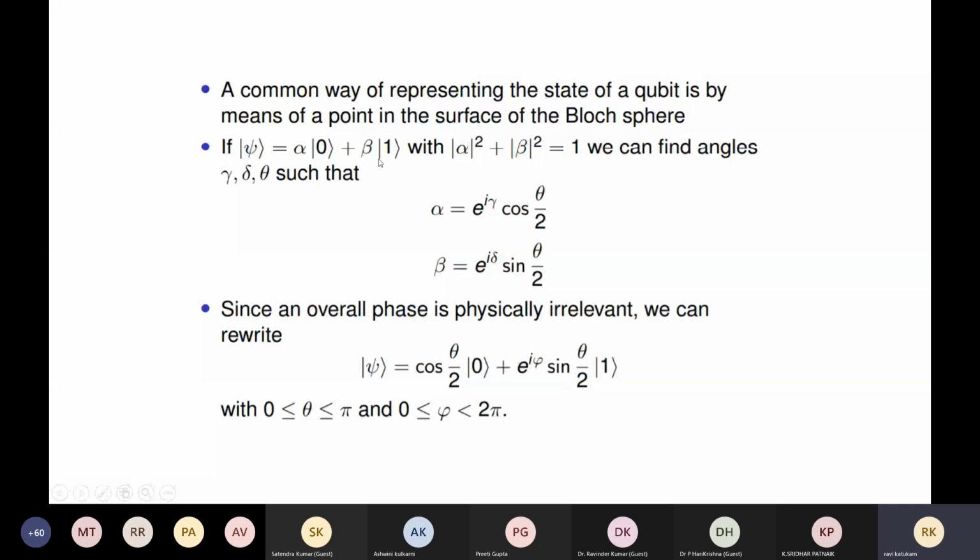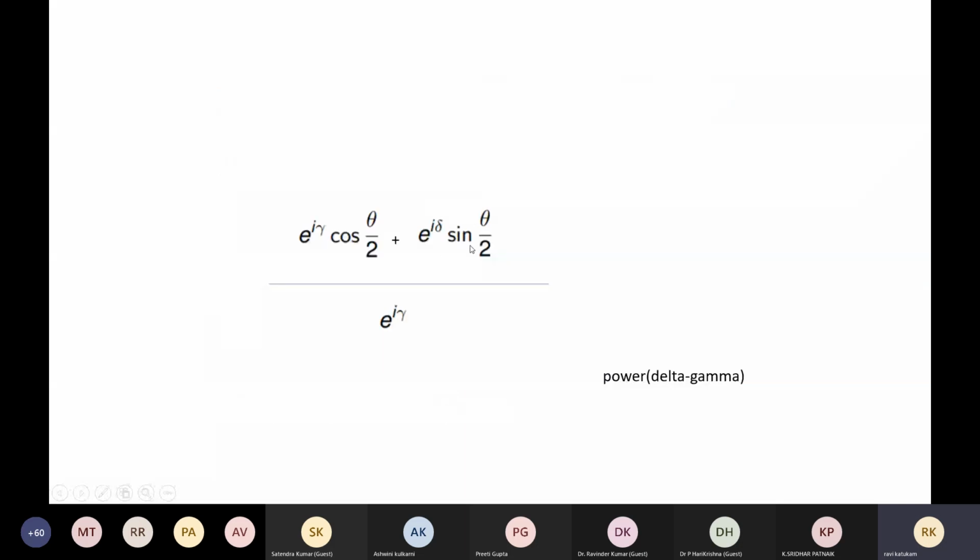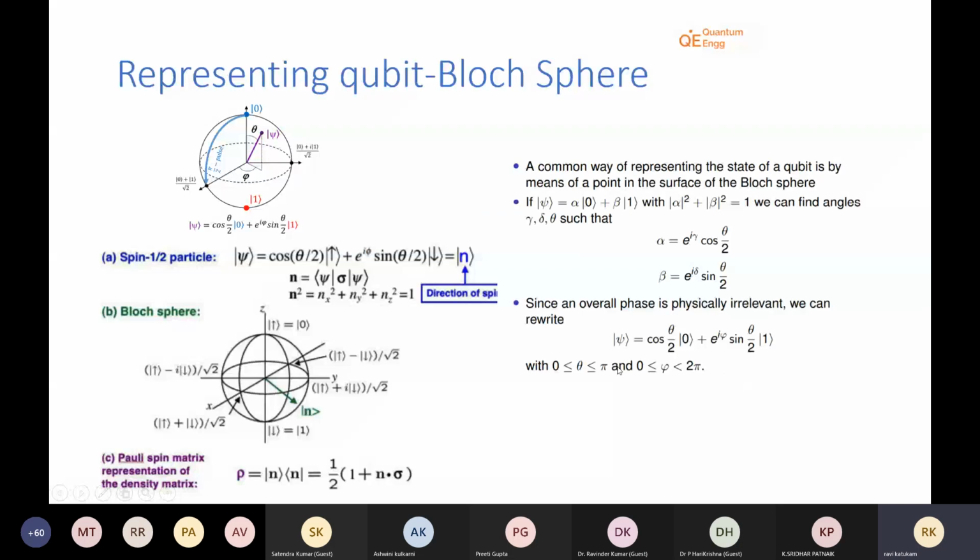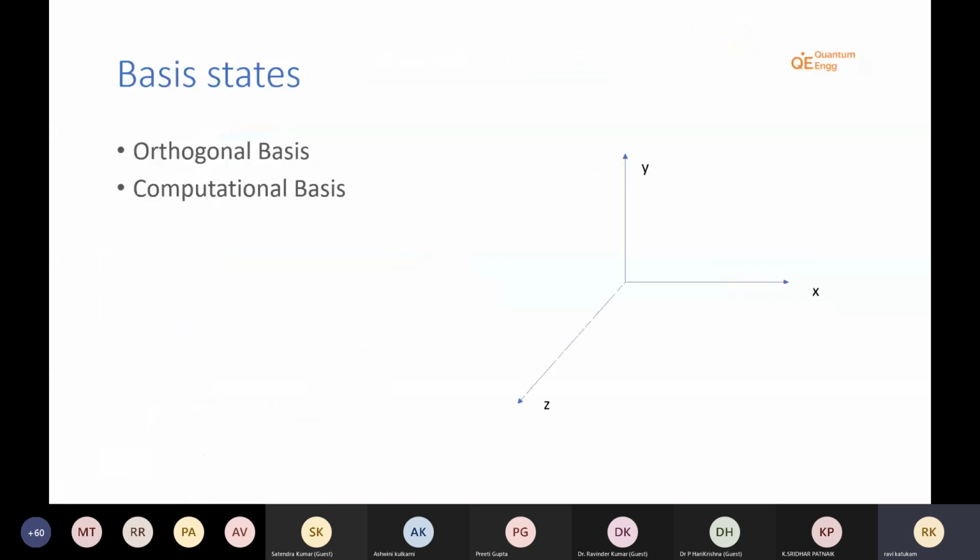So to sum up the entire discussion, psi is represented by cos theta by 2 times spin up, which is nothing but 0, and e power i phi sin theta by 2 times spin down, that can be treated as 1. Now we said, what is the definition of basis? Bases are nothing but mutually perpendicular coordinates. In an ordinary Cartesian coordinate system, the angle between them is 90 degrees. That's why we call them an orthogonal basis. So you can have different bases to measure a quantum system's probability.